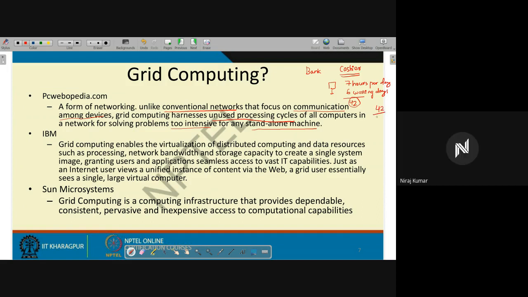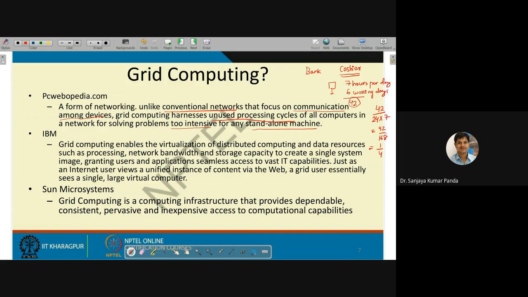No, no, not 84. Check once, 24 into 7, right? 16, 168. Exactly. It is 168. So it is 42 divided by 168, right? So if you calculate this, it will come as 1 by 4.